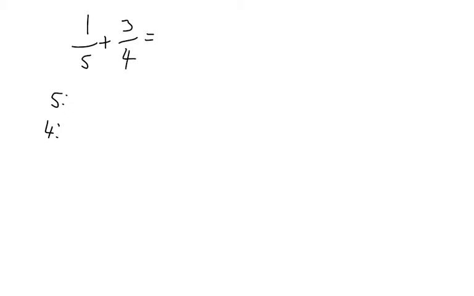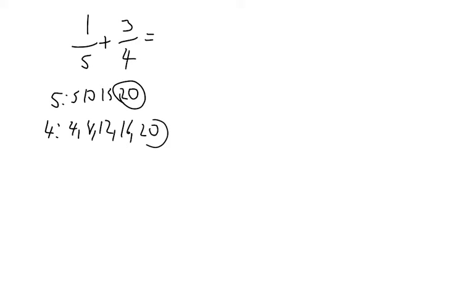So multiples of 5: 5, 10, 15, 20. Multiples of 4: 4, 8, 12, 16, 20. So our lowest common multiple is 20. Alright, so to do that, we get the 5, we times that by 4/4, so that becomes 1/5 times 4/4 plus 3/4 times by 5/5. Because whatever we do to the bottom, we have to do to the top.